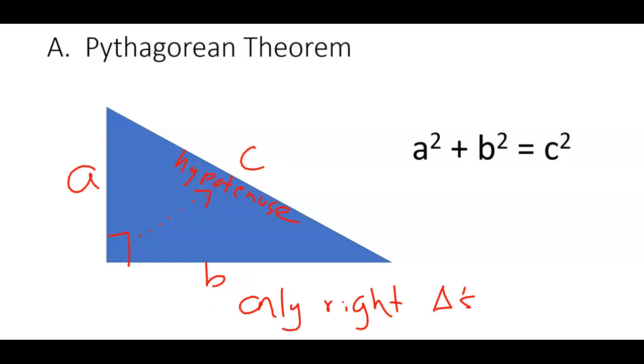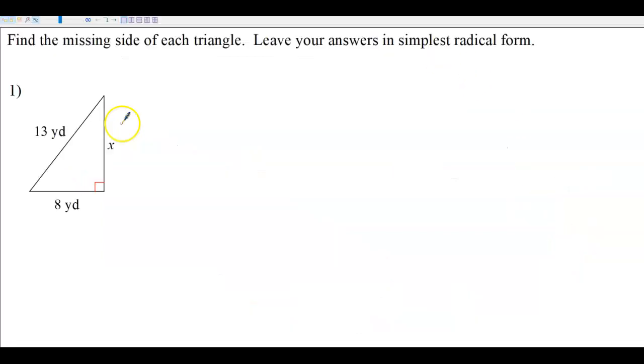Interestingly enough, the lengths of these sides always have this relationship: if you square one leg and add it to the square of another leg, it should always equal the square of the hypotenuse. What's important is that it doesn't matter where A and B go, but it matters very much that this spot is the hypotenuse. So when you're plugging numbers in, make sure you put the hypotenuse where the C is located. Let's take a look at a couple of examples.